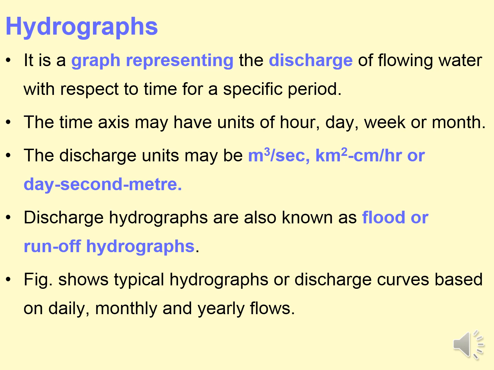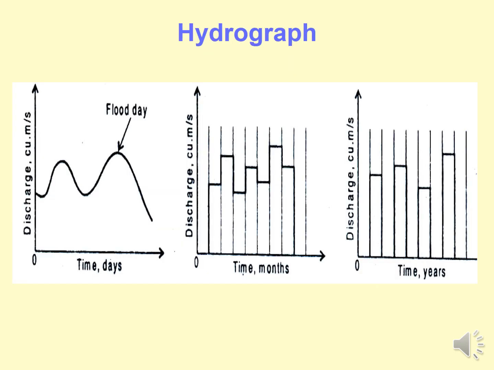Discharge may be in the form of meter cube per second, kilometer cube per hour, or day second meter. Discharge hydrographs are known as flood or runoff hydrographs. The figure shows a typical hydrograph discharge curve based on the daily, monthly or yearly data. So hydrographs in terms of time, months and years you can see here.